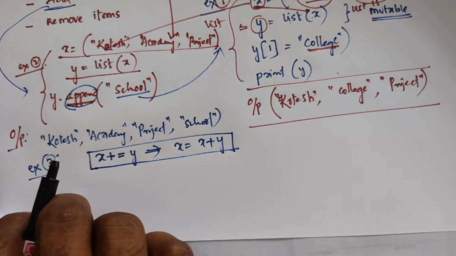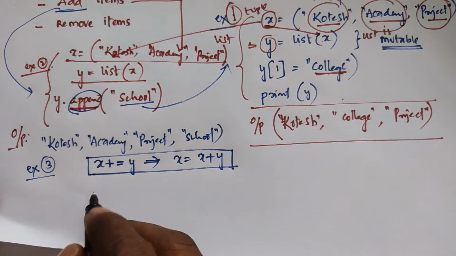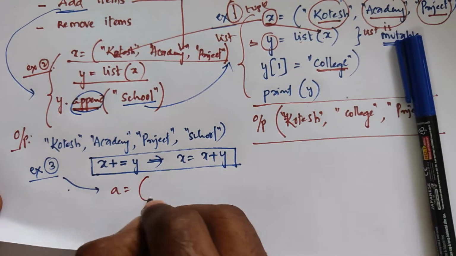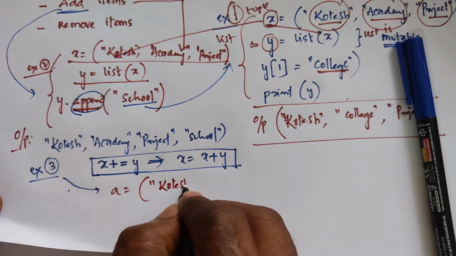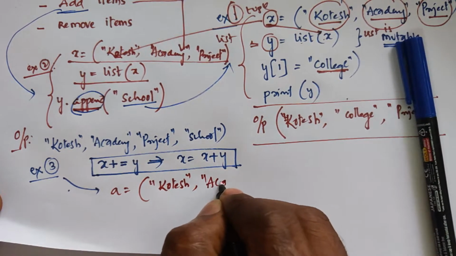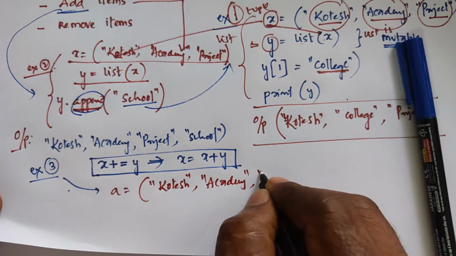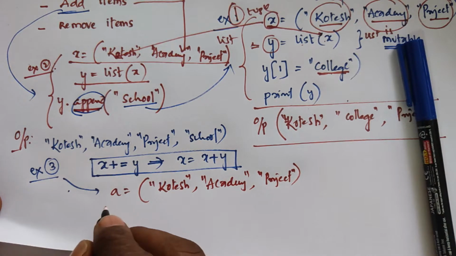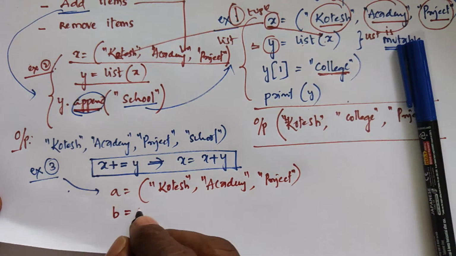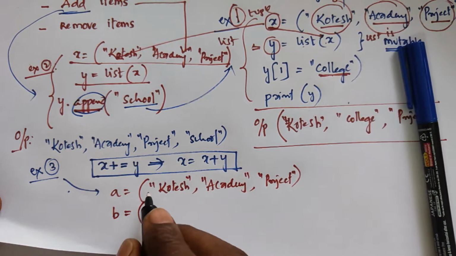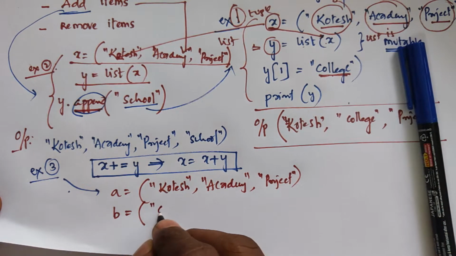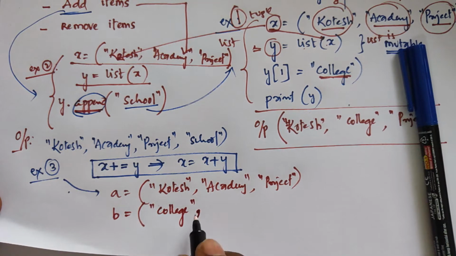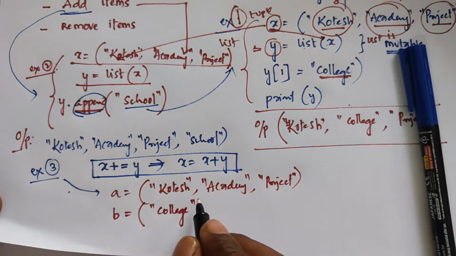Simply, what is the meaning of that? For example, a is equal to, as it is, Kotesh Academy, project. Next we are taking another variable, b is equal to, if you are taking only one item in terms of a tuple, simply you can take college in single quotation. At the end of this we are using a comma, otherwise it is considered as a string.